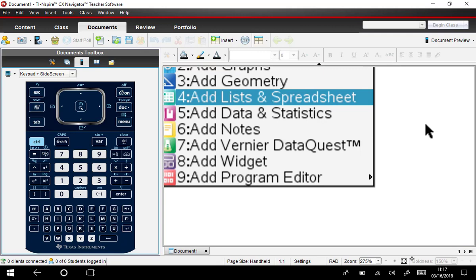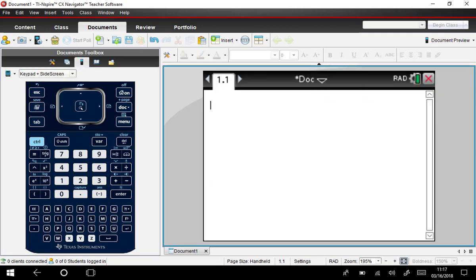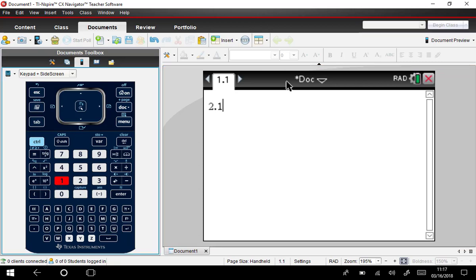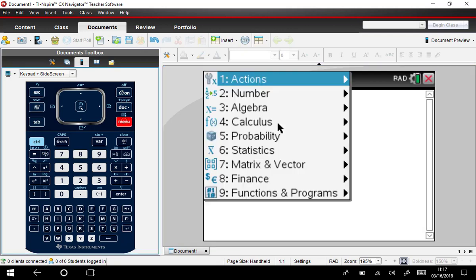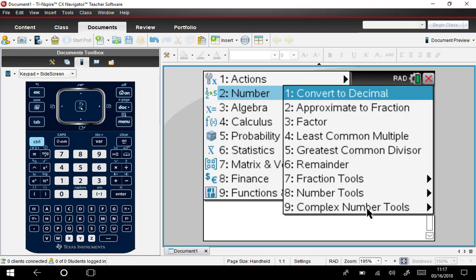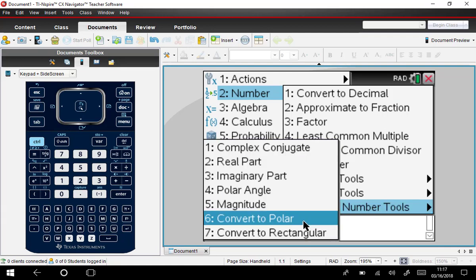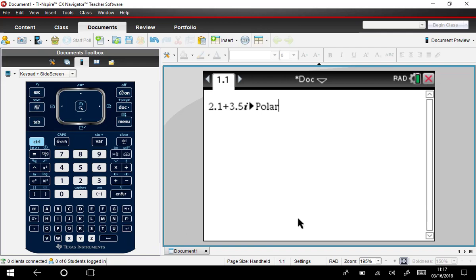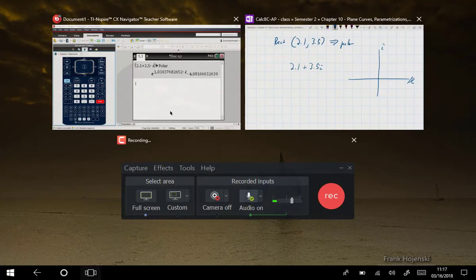Now, in your calculator, and let me shrink this down. Are we using a TI-Nspire or TI-84? Yeah, this is Nspire. I'm going to write 2.1 plus 3.5i. And then I'm going to go Menu, Number, Complex Number Tools, and I'm going to convert to polar. Okay. Now, we're going to interpret this in a second. This is not as bad as it looks. Your output, I'm going to come right back over here.